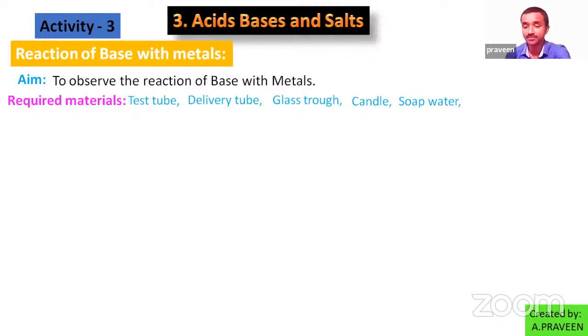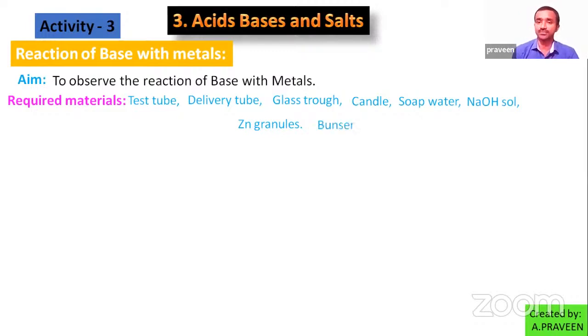Along with that, we have to take our main substances: one is a base and the other is a metal. So we are selecting zinc and sodium hydroxide here: zinc granules and sodium hydroxide solution.